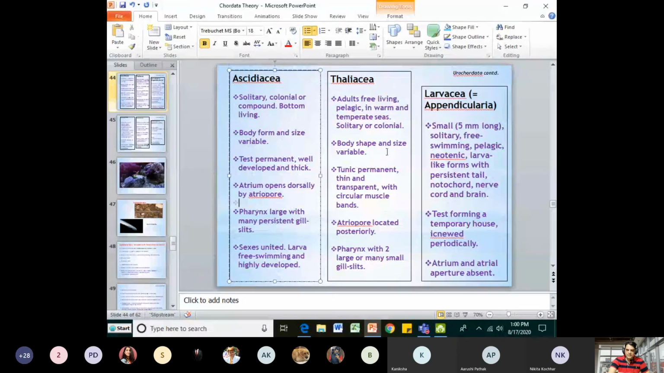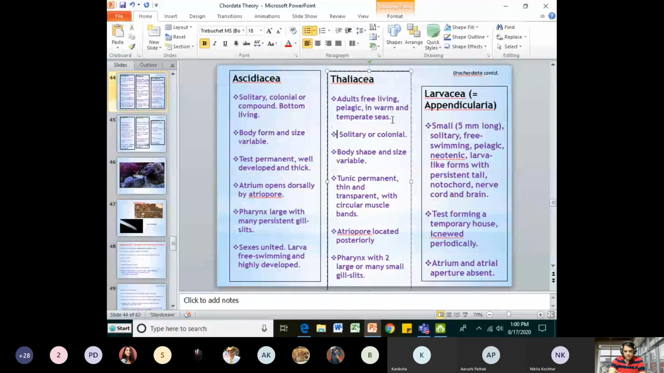About the Thaliacea, adult free living, pelagic, in warm and temperate seas. They are solitary and colonial. The body shape and size variable like the Ascidians. The tunic permanent, thin and transparent, and with circular muscle bands. Atriopore located posteriorly, pharynx with two large and many small gill slits.